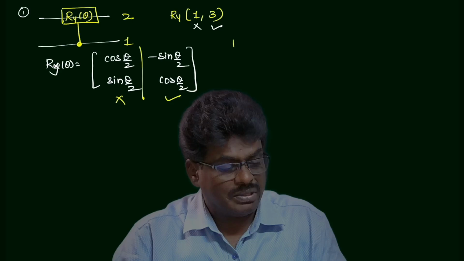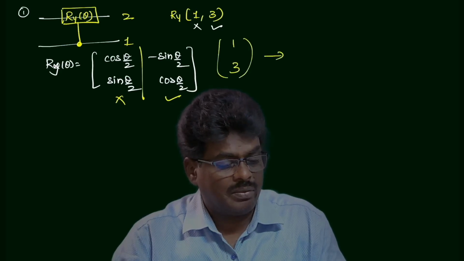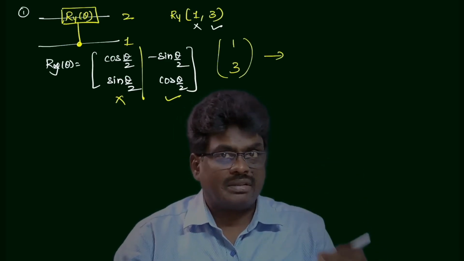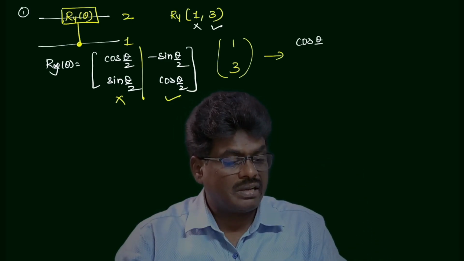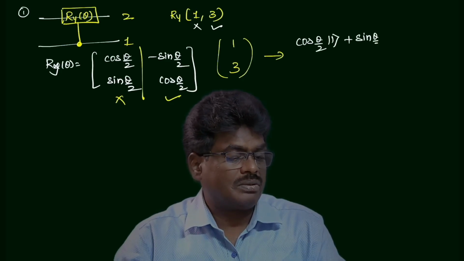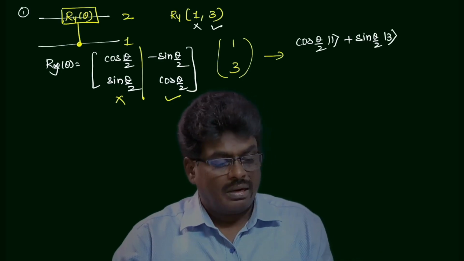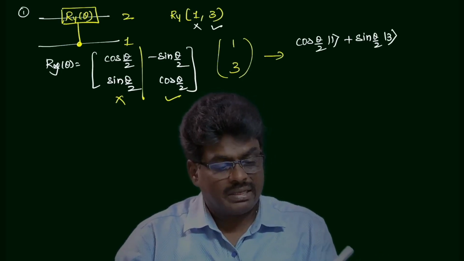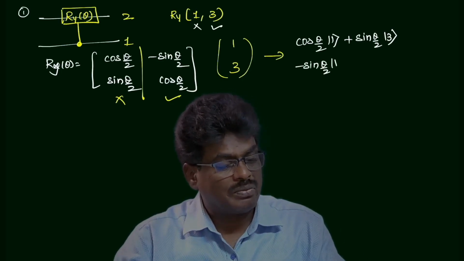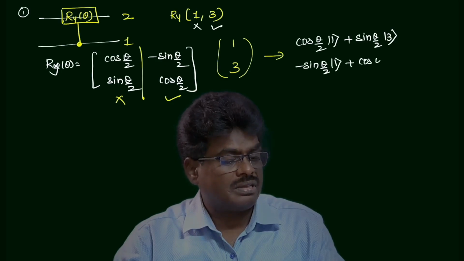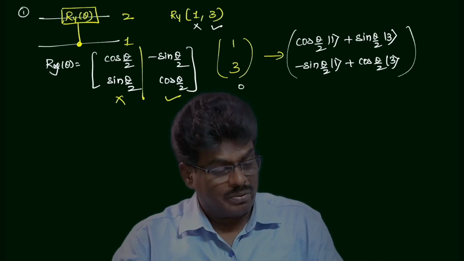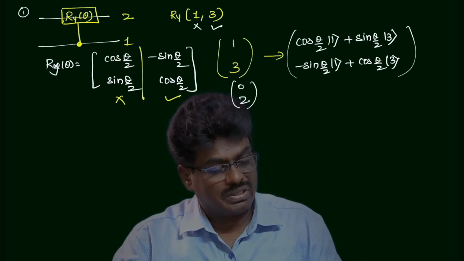So here let me take 1 3, and what this circuit will do: this 1 is off, that's why you have to take the first column, cos theta by 2 1 plus sin theta by 2 3. And next, 3 is in the on state, that's why you have to take the second column, minus sin theta by 2 1 plus cos theta by 2 3. And what about 0 and 2? It won't change.